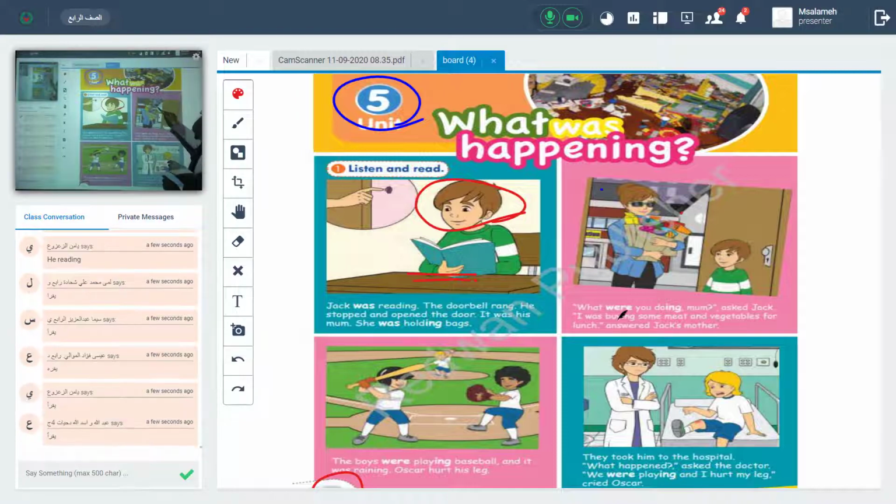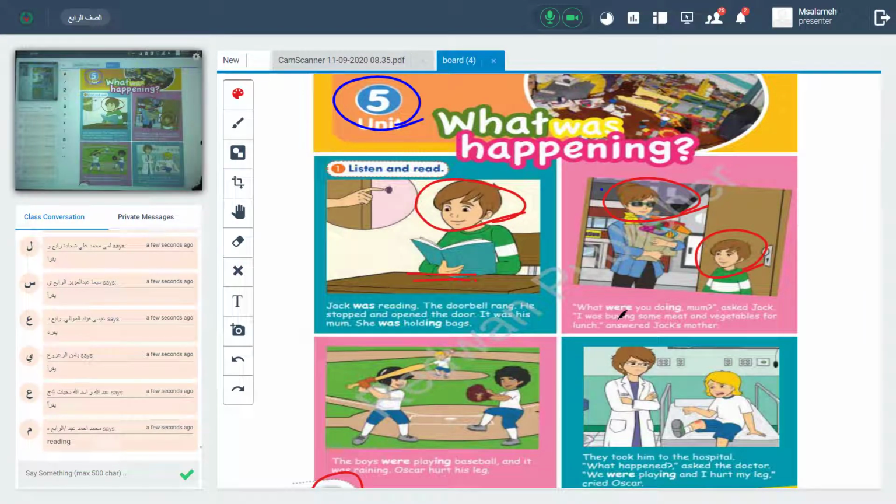Look at the picture number 2. What do you see in the picture number 2? Look at the mama and the boy. What is she doing? What is she holding? Maybe shopping. Okay, maybe holding meat. Bravo, holding meat, like vegetables. I think this is not a flower. I think this is in the shopping.